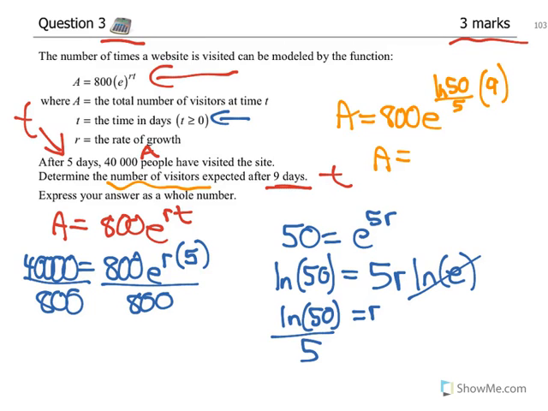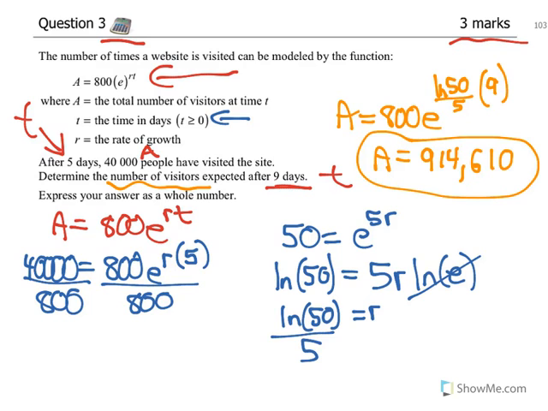Toss that all in your calculator, and we get, I'll do it at the same time so that it's comparable for how long it should take you. So I get 914,000 visits. Express your answer as a whole number, so I'm going to round down because you can't round up visits. So 914,610 visitors after 9 days.